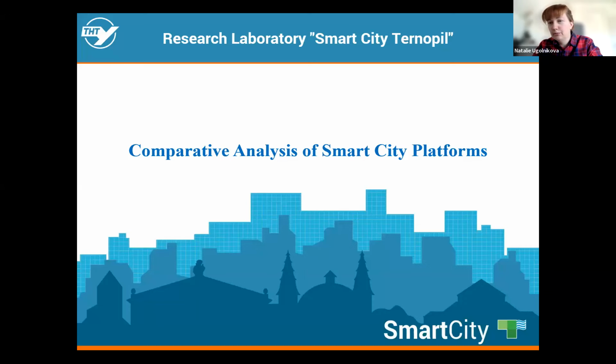Now, let's go on. We have our next report, comparative analysis of smart city platforms. Oh, great. Thank you. And we can see the presentation starting.